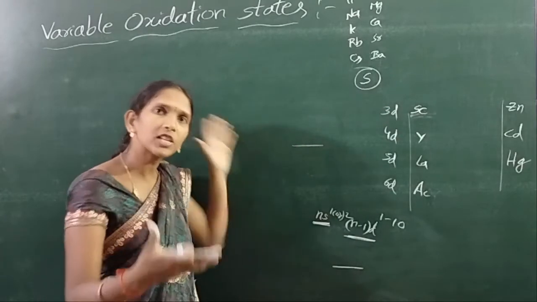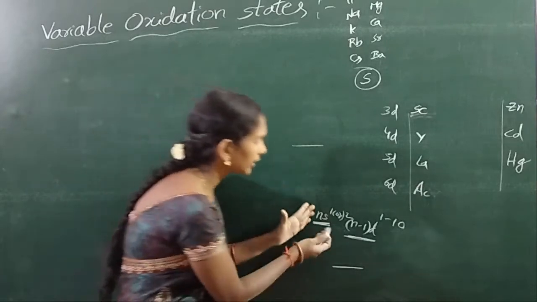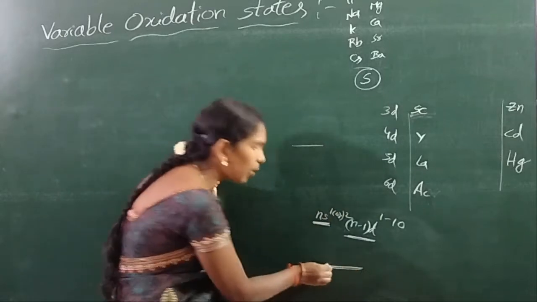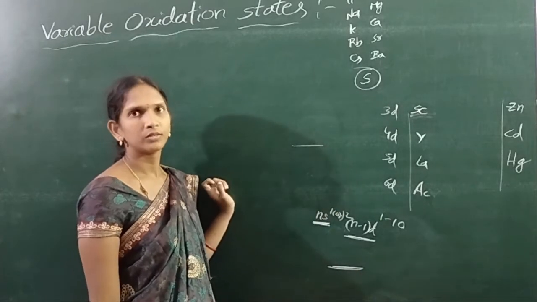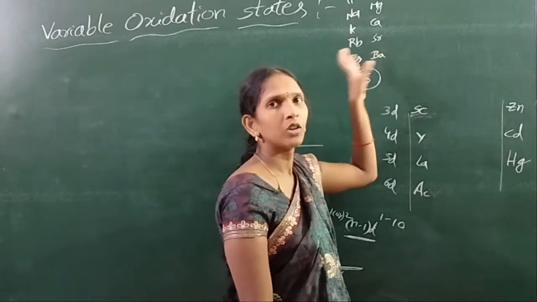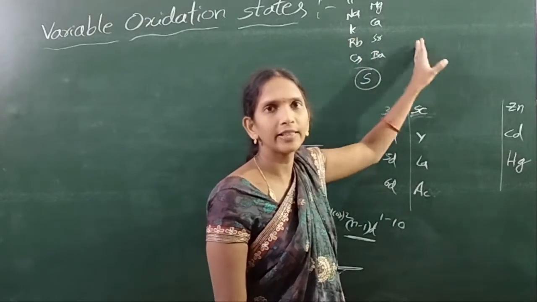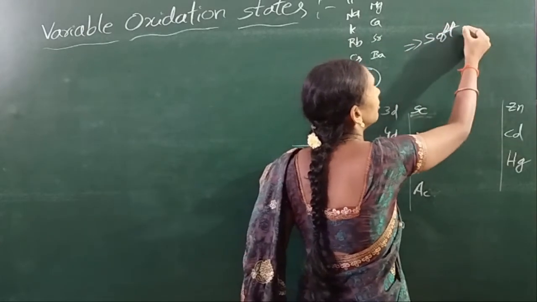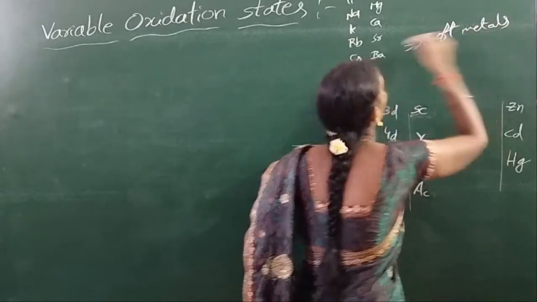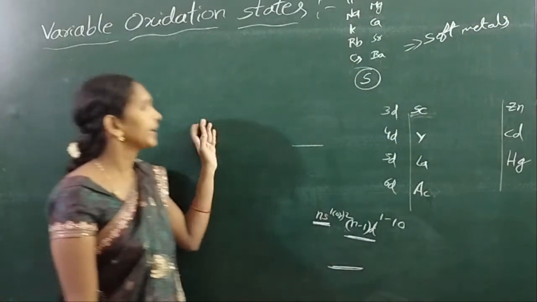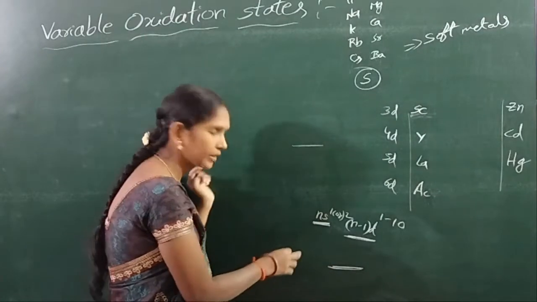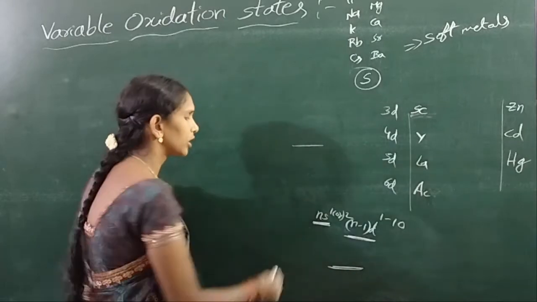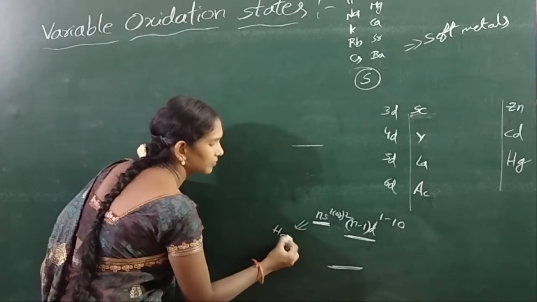But in case of D block elements, both ns and n minus 1 d electrons are involved in the bond formation. In S block elements only s electrons are involved, so these elements are soft metals. In D block elements, both ns and n minus 1 d electrons are involved, so these elements are hard metals.